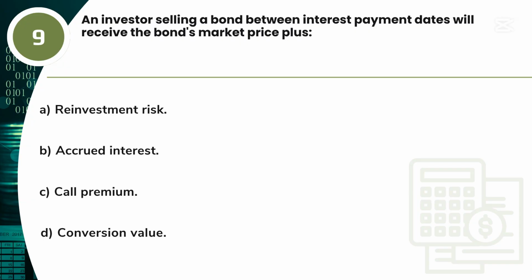Question 9. An investor selling a bond between interest payment dates will receive the bond's market price plus A. Reinvestment risk. B. Accrued interest. C. Call premium. D. Conversion value.